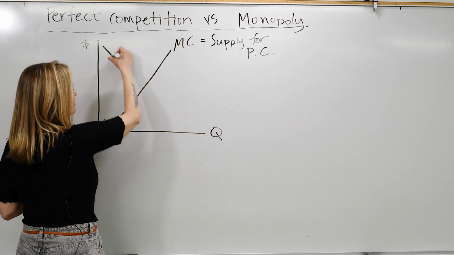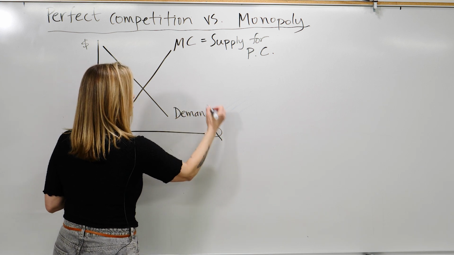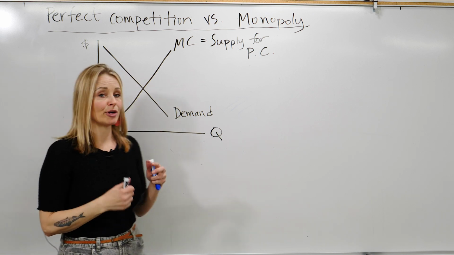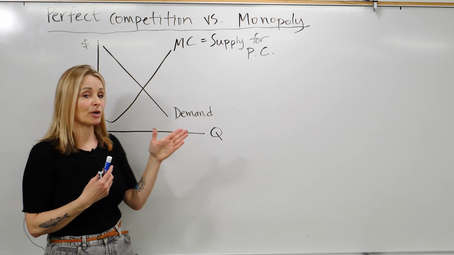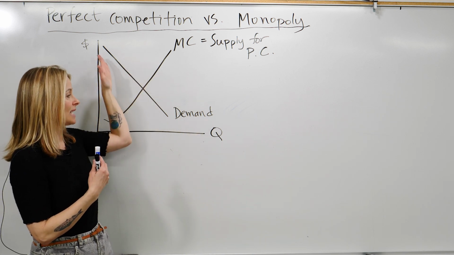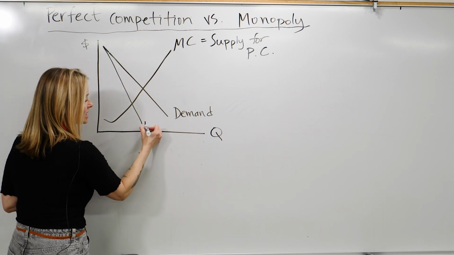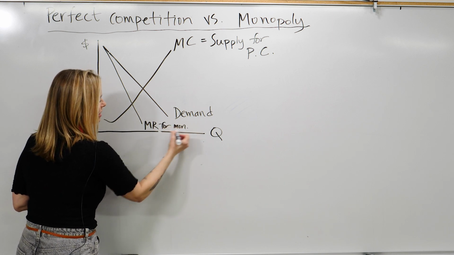Also, let's add a demand curve. Oh my gosh, look at that. We're spelling it out this time. So we got supply and demand, basically. And then we're also going to think about the monopolist. If we were a monopolist selling this item, we would have this demand curve, and we would also have a marginal revenue curve that is, remember, below it and steeper. So the marginal revenue curve for the monopolist would be here.